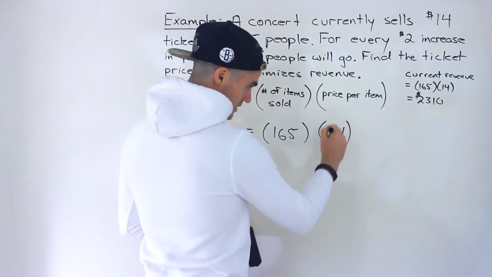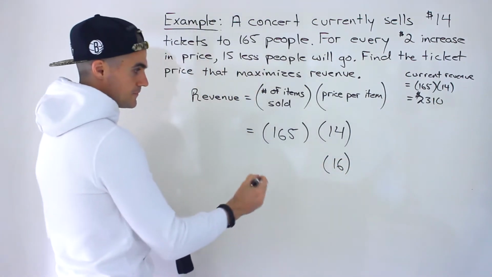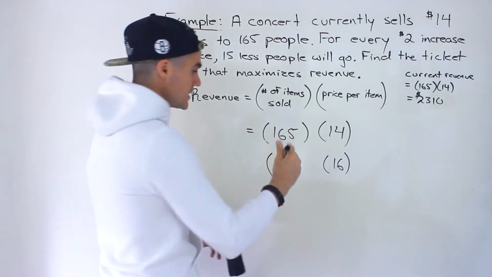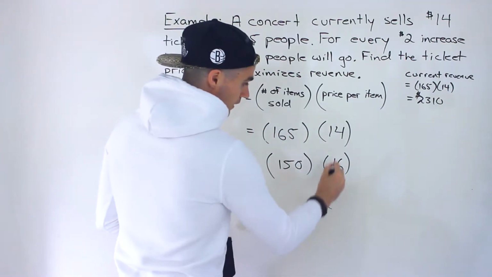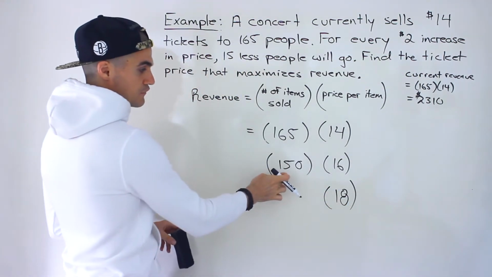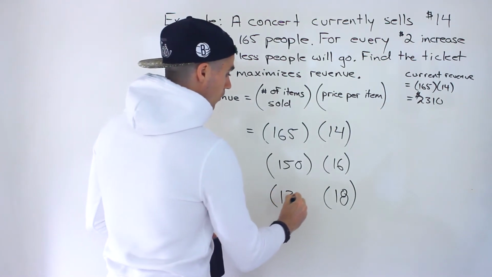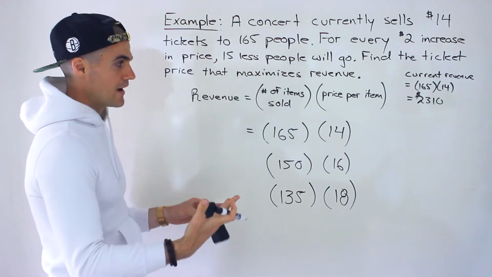So let's say we increase this by $2 to 16. 15 less people will go. So 165 minus 15 would give us 150. Or if we increase it to $18 per ticket, then 15 less people from here would go. So that would end up being 135, etc., etc. So that pattern is going to continue.